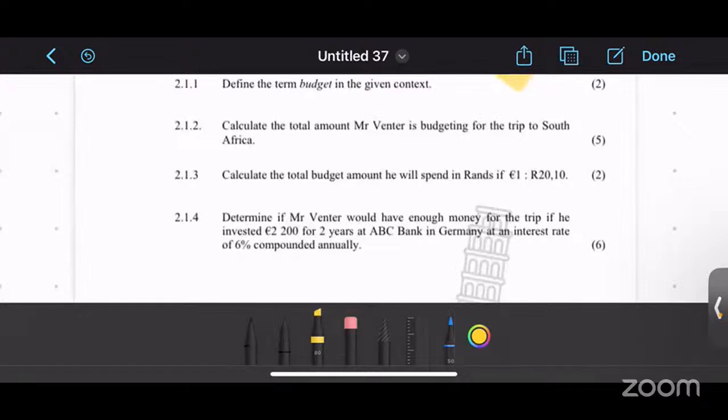Let's look at 2.1.4. They say determine if Mr. Venter would have enough money for the trip if he invested 2,200 euros for 2 years at ABC Bank in Germany at an interest rate of 6% compounded annually.